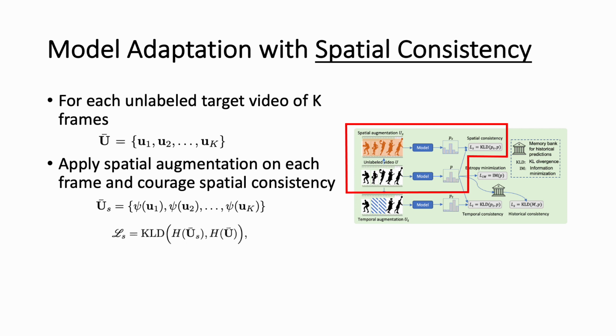For each unlabeled target video or keyframe, we apply spatial augmentation on each frame and encourage spatial consistency. We apply spatial augmentation simply by doing interpolation on each frame, and then we encourage the spatial consistency. We can see that this is the spatially augmented video, and this is the original video. We use KL divergence to enforce the spatial consistency.